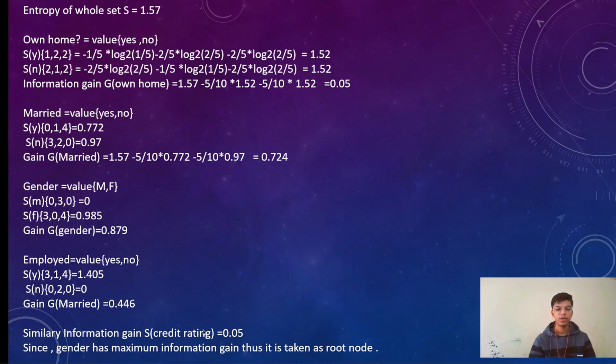Now, when you observe all these information gain values, you will conclude that gender has the maximum information gain, so it is taken as the root node.